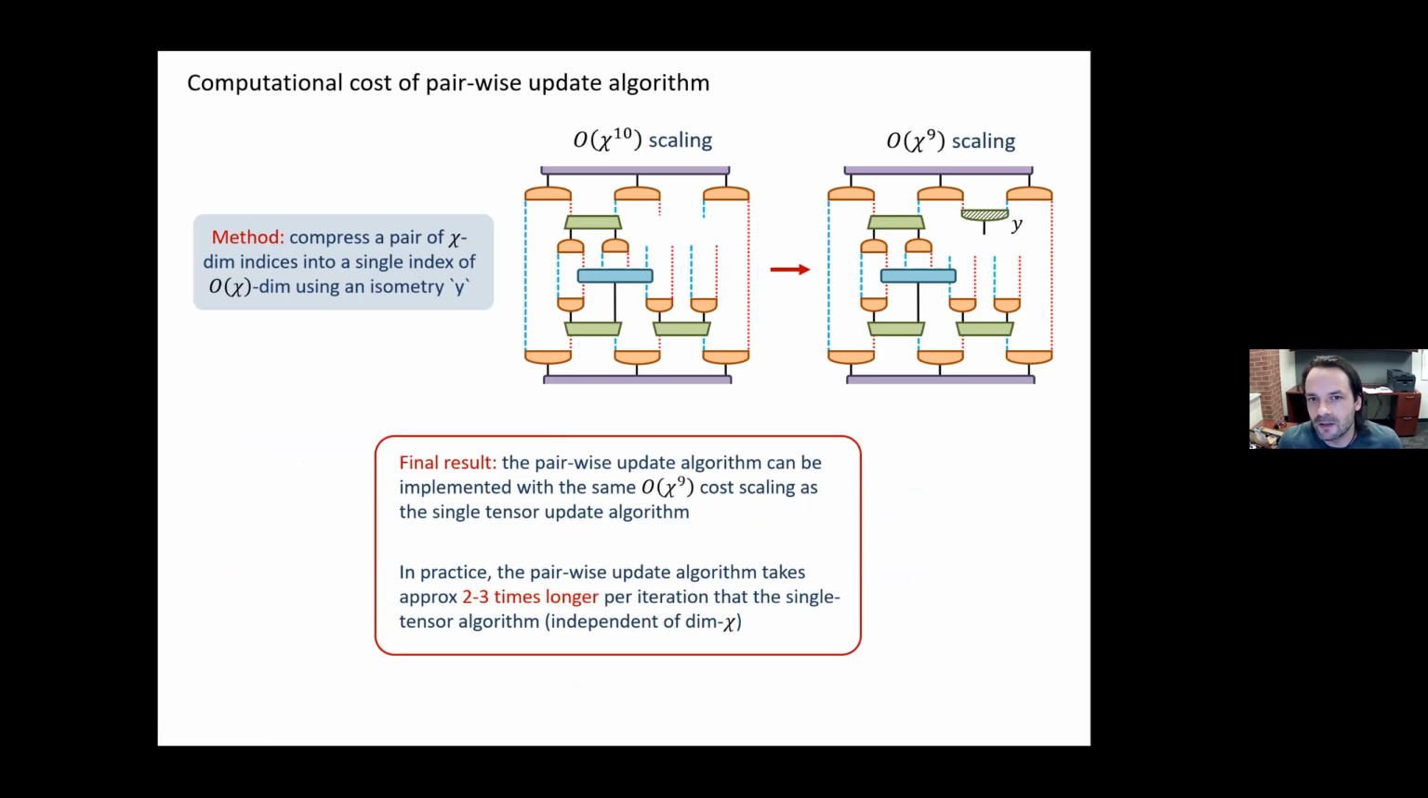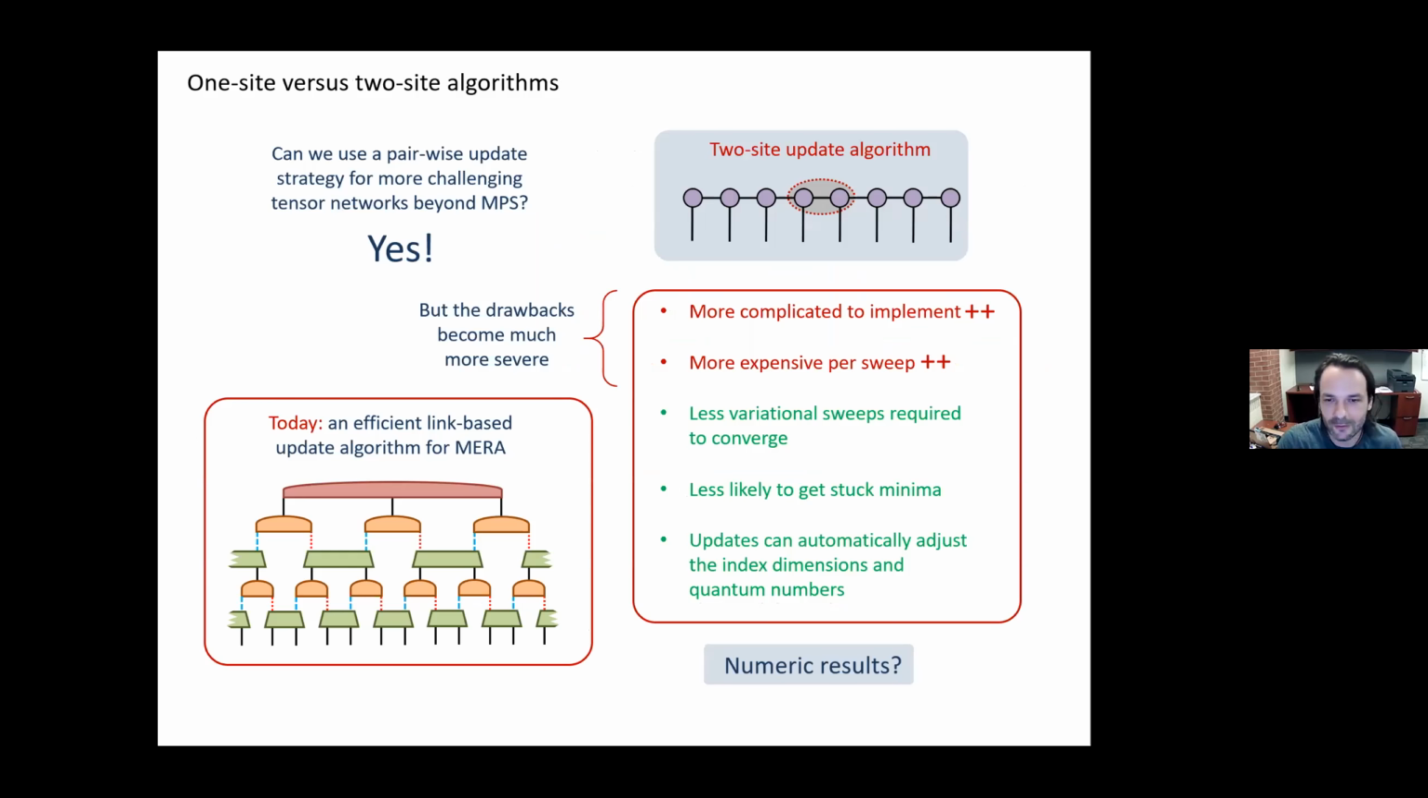In practice, each iteration of the pairwise scheme takes around 2 or 3 times longer than the single tensor update scheme. However, this is independent of chi, okay? So whether you're doing chi equals 4 or chi equals 20, it's still roughly just 2 or 3 times longer. Okay, so as I said, in going to a pairwise scheme, the complications become much more significant. The cost is also something you have to worry about, but these are surmountable issues. We can get around them.